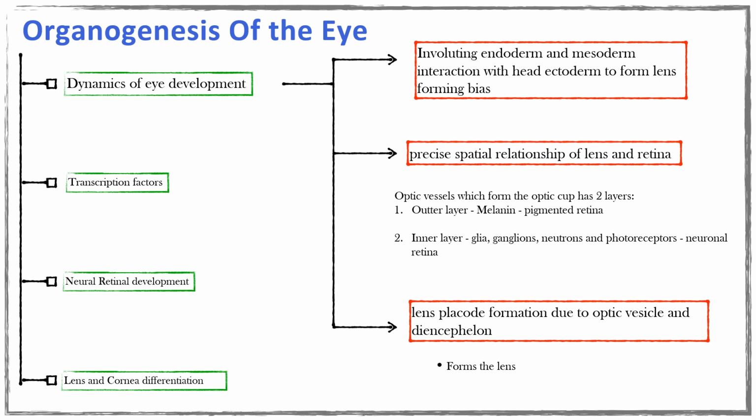So the first factor is the dynamics of eye development, and its characteristic features are the involuting ectoderm and mesoderm interaction with the head ectoderm to form a lens-forming bias, a precise spatial relationship of the lens and retina, and the lens placode formation due to the optic vesicle and diencephalon. So let's look at what each of these means.